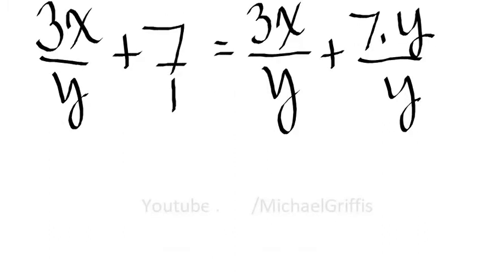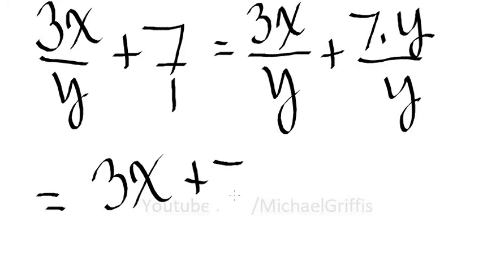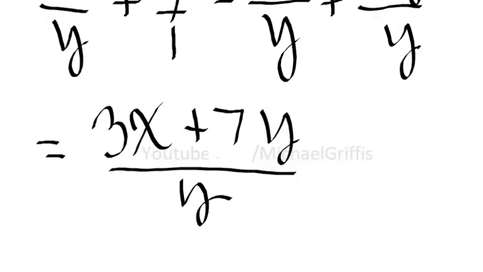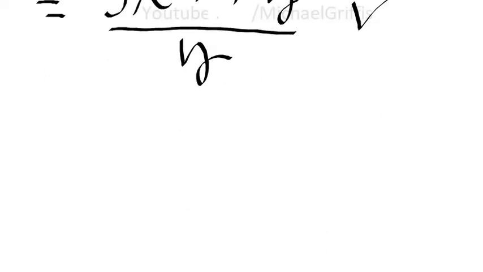We now have common denominators, so we add the numerators. We have 3x plus 7y over y. Pretty simple. We can't factor anything, cancel terms out, so we're done. We are done. We got time for another one? Question is, do we have room for another one?